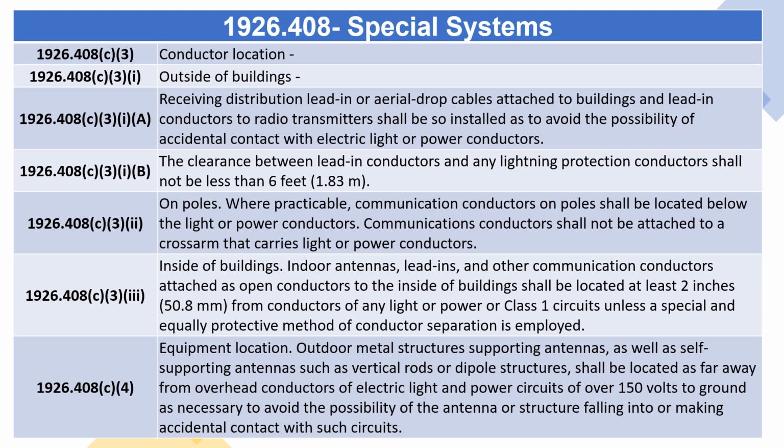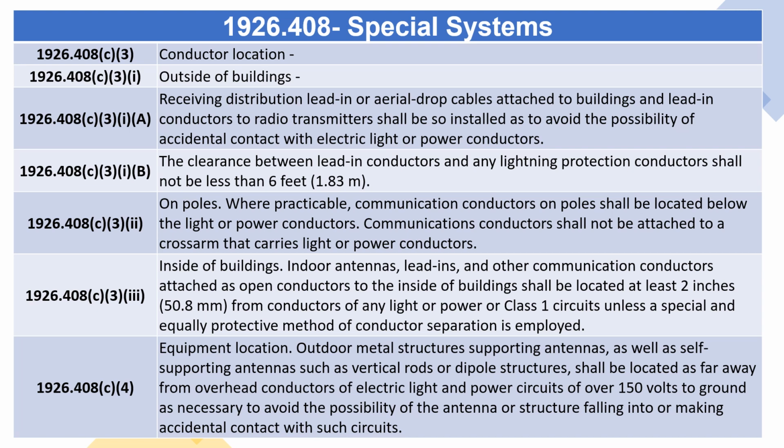1926.408(c)(3)(ii) On poles. Where practicable, communication conductors on poles shall be located below the light or power conductors. Communications conductors shall not be attached to a crossarm that carries light or power conductors. 1926.408(c)(3)(iii) Inside of buildings. Indoor antennas, lead-ins, and other communication conductors attached as open conductors to the inside of buildings shall be located at least 2 inches (50.8 millimeters) from conductors of any light or power or Class 1 circuits unless a special and equally protective method of conductor separation is employed.